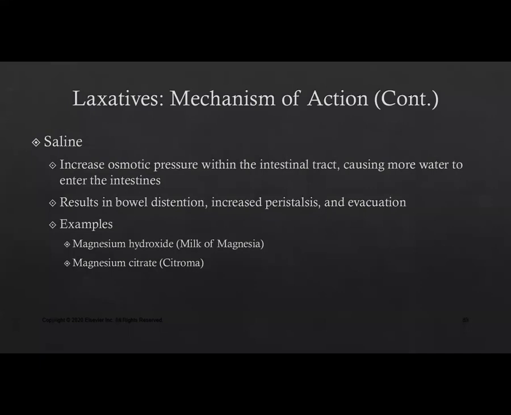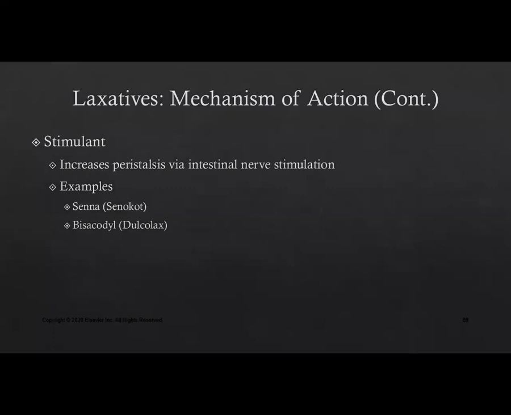Saline increases osmotic pressure within the intestinal tract, causing more water to enter the intestines, which results in bowel distension, increased peristalsis, and evacuation. Examples are our milk of magnesia and our magnesium citrate. Stimulants increase peristalsis via intestinal nerve stimulation. So these would be things like our senna or our bisacodyl.